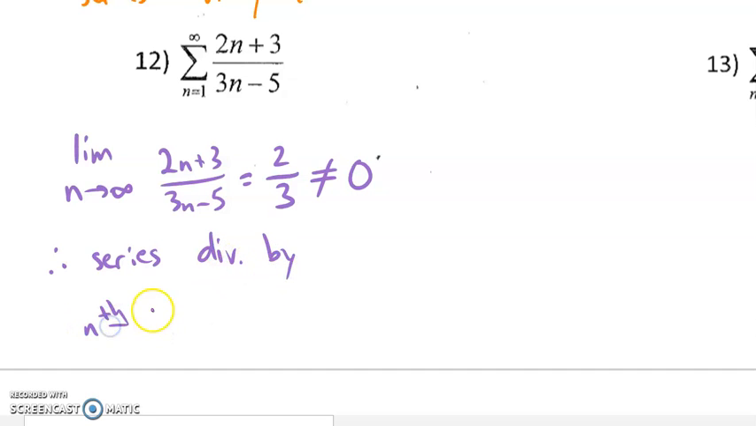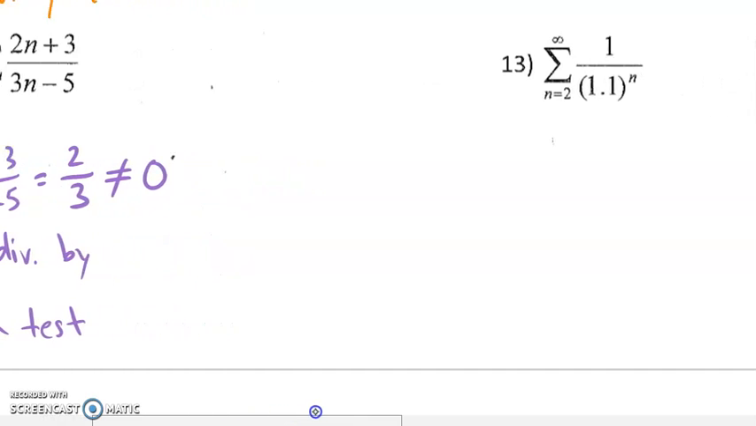So don't get confused here. We're talking about two different things. Remember, the sequence is just the individual terms. And then the series is adding up those individual terms. So the values in the sequence are approaching 2/3. And when we add up a whole bunch of 2/3, it just grows. The sum is going to grow forever and ever and ever. All right, so that's why it diverges. That's the reasoning behind the nth term test.